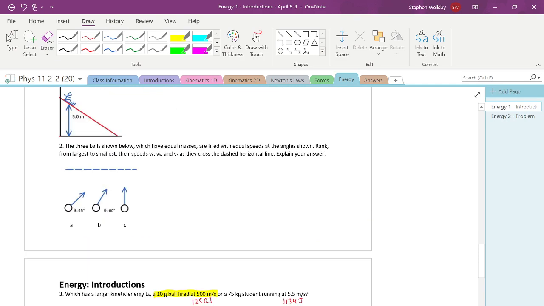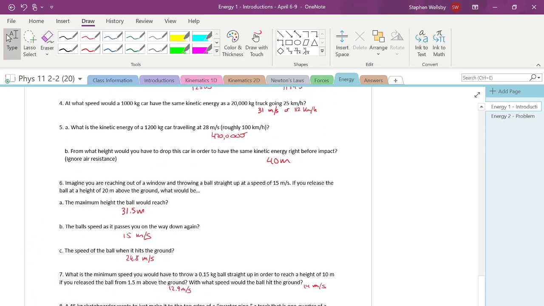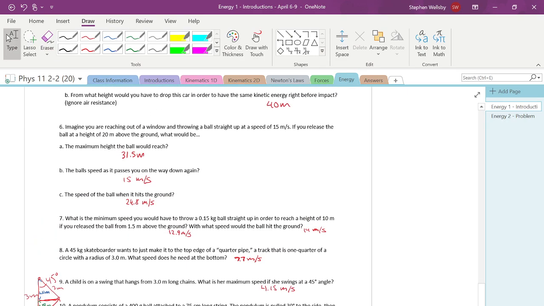Question 7. Here we go. Okay, excellent question. So, the minimum speed you'd have to throw a ball straight up in order to reach a height of 10 meters if you release the ball from 1.5 meters above the ground, and then what's the speed when it hits the ground? For this question, and actually our next week's lesson, I've already done the video, I just haven't posted it yet, so for those of you who are watching now, you'll get a bit of a head start.